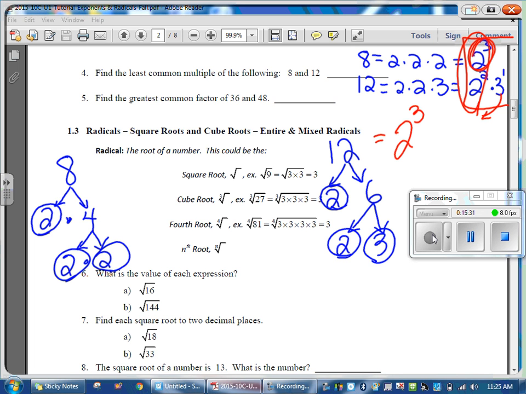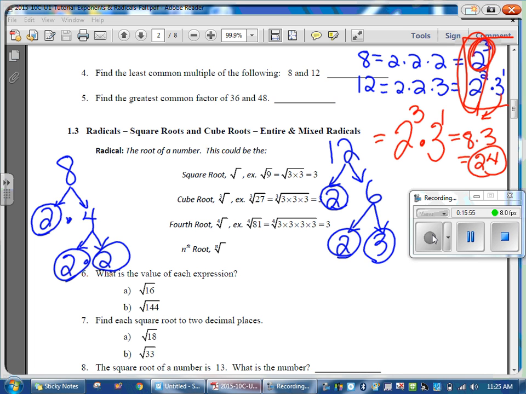So I'm going to multiply that out now. So that's going to give me 8 times 3, which is going to give me 24. So that's how you find it using prime factorization. I will give you a different example in a moment, but I'll do it in this format already, and then we'll figure it out. Okay?